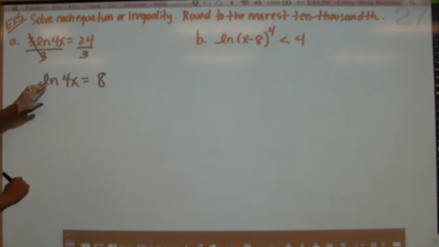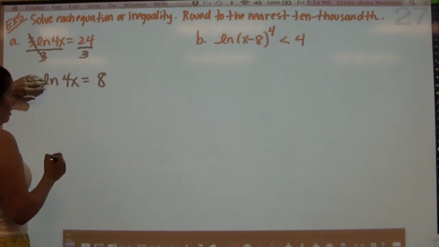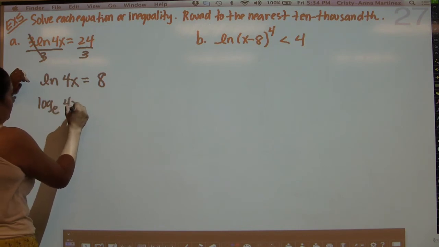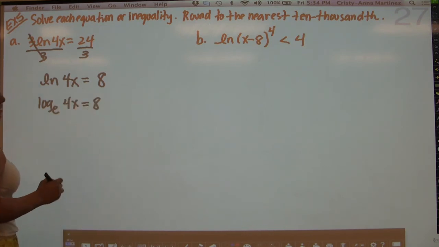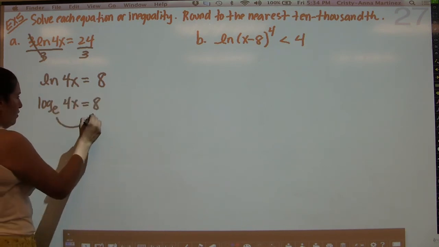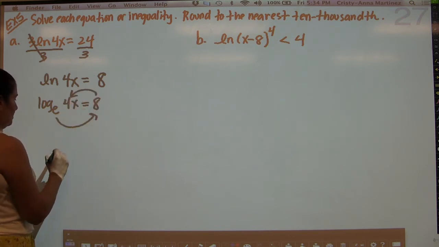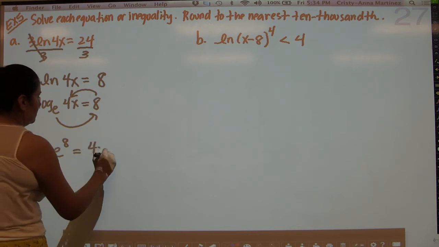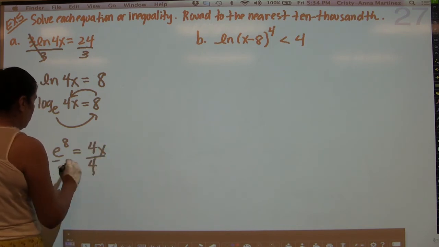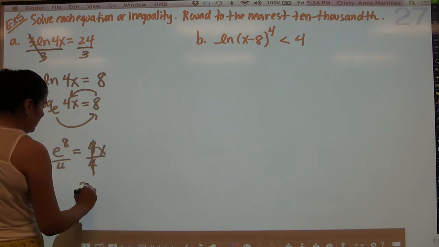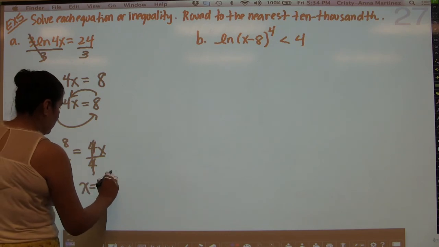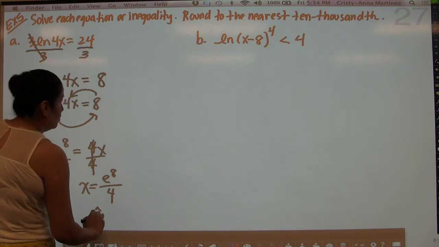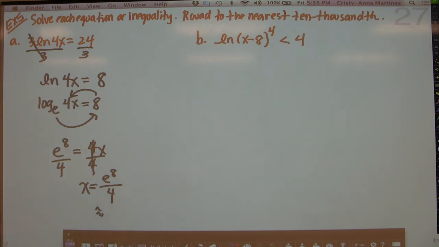And then again, this is log base e, so if that makes it easier for you, we can use our exponential form, which means this is e to the 8 equal to 4x. And so when we divide by 4, the exact answer is x equals e to the 8 over 4. And again, they do want us to round to the nearest ten-thousandth.